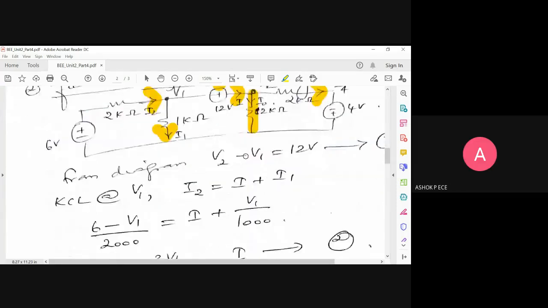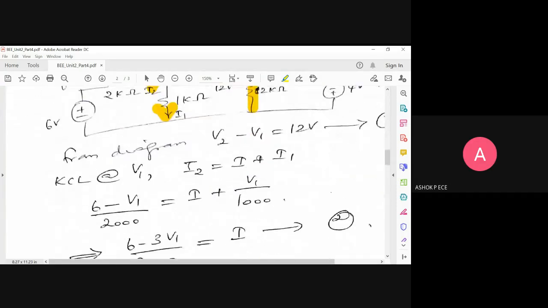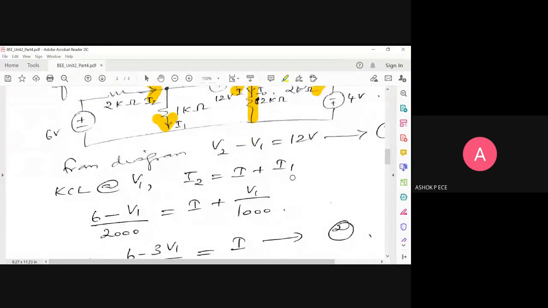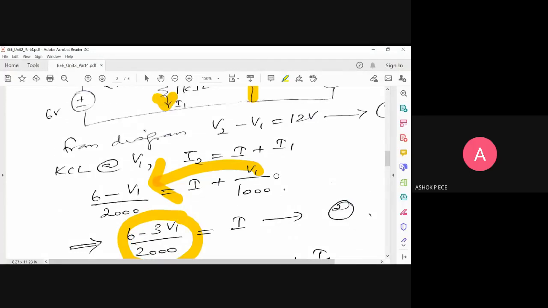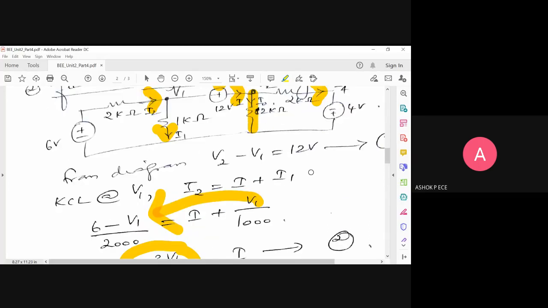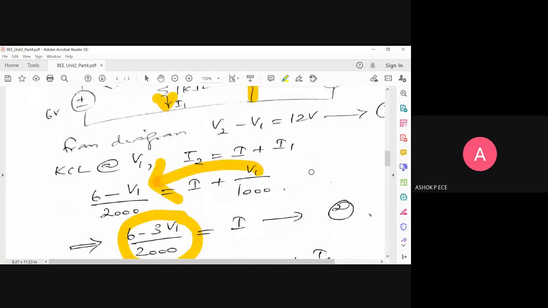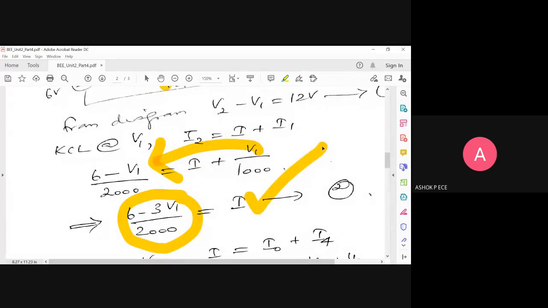What about I? We want to find I. Okay, so here, as you said, 6 minus V1 by 2000 equals I plus V1 by 1000. So I am bringing this V1 by 1000 to this side and writing I is equal to 6 minus 3 V1 by 2000, taking the LCM. Please understand till this step. I have written the KCL for node V1, the first equation for our unknown variable I. Anybody is having doubts here?